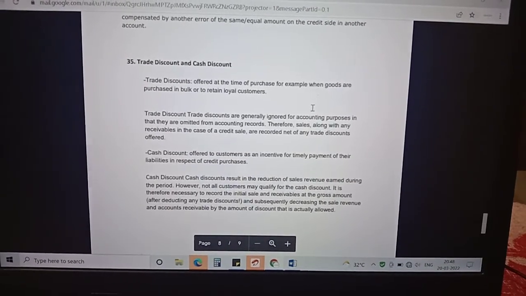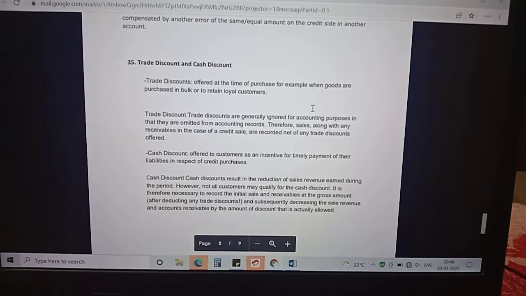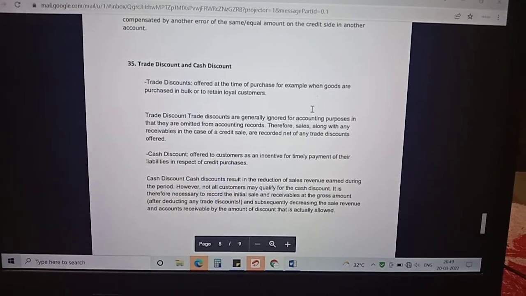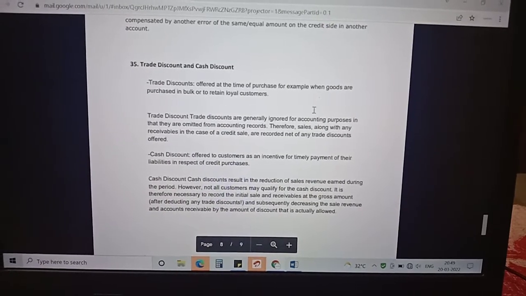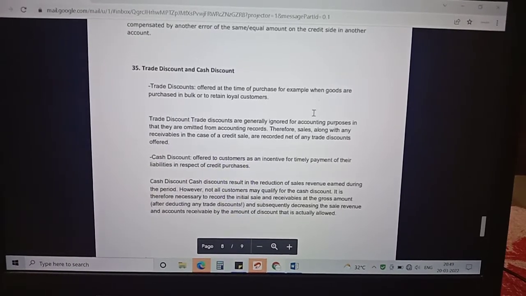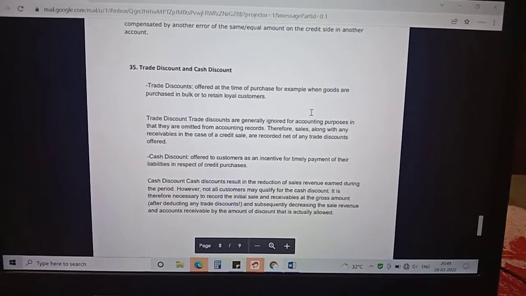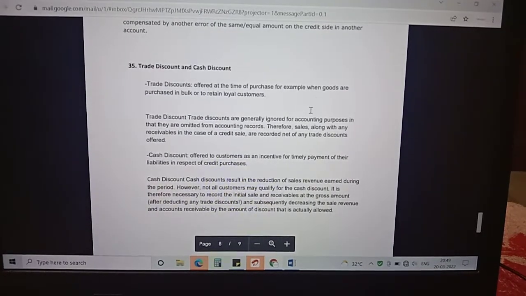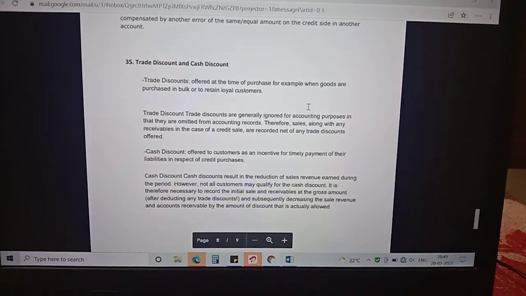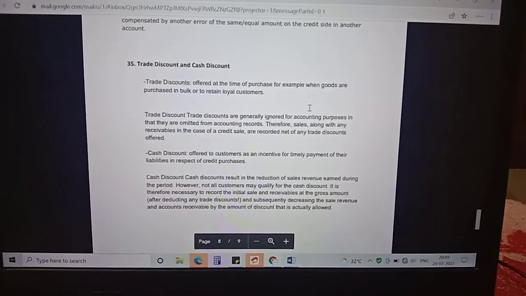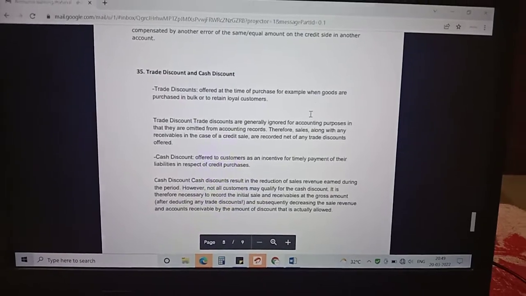Trade discount is offered at the time of purchase, for example, when goods are purchased in bulk or to retain loyal customers. Trade discounts are generally ignored for accounting purposes in that they are omitted from accounting records. Therefore, sales along with any receivable in the case of a credit sale are recorded net of any trade discount offered. Then cash discount. Cash discount is offered to customers as an incentive for timely payment of their liabilities in respect of credit purchases.